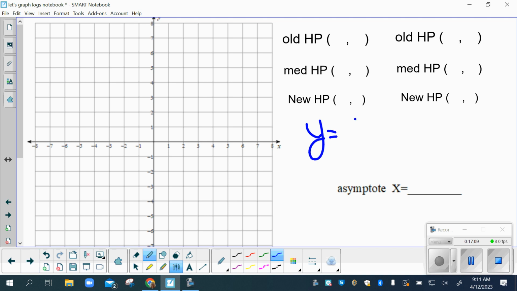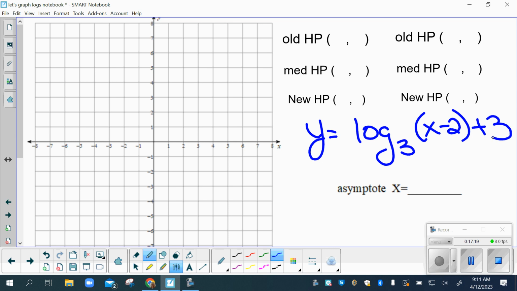y equals log base 3 of (x minus 2) plus 3. Oh my God, we got some crazy stuff happening here. So here's what's going to happen. We're going to start with our basic, flip it over, and then move it to the right 2 jumps and up 3 jumps. You guys ready to rock and roll with this? Here we go.